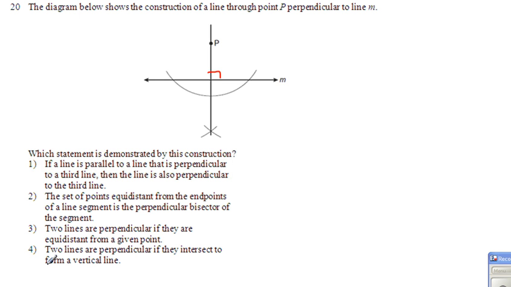In fact, our fourth one is not really it. The best answer here seems to be the set of points equidistant from the endpoints of a line segment. Here we have a line segment. If we call that portion the line segment, then choice 2 seems to be the best answer.